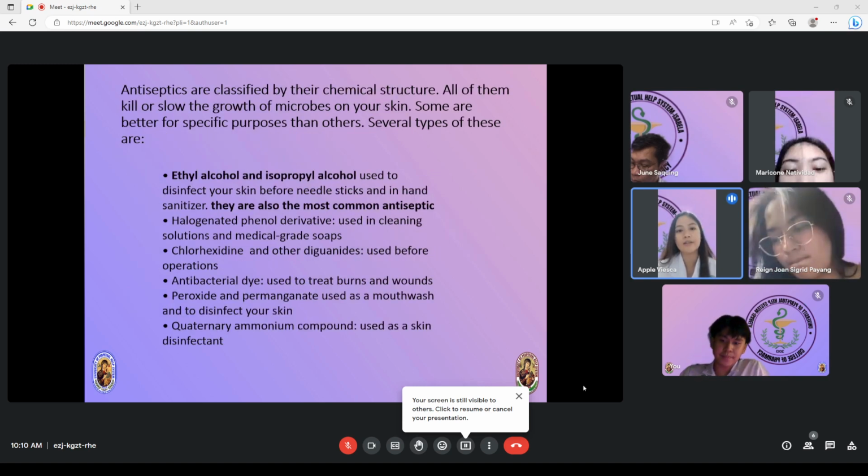Antiseptics are classified by their chemical structure. All of them kill or slow the growth of microbes on your skin. Some are better for specific purposes than others. Several types of these are ethyl alcohol and isopropyl alcohol, halogenated phenol derivatives, chlorhexidine and other biguanides, antibacterial dye, peroxide and permanganate, and quaternary ammonium compound.